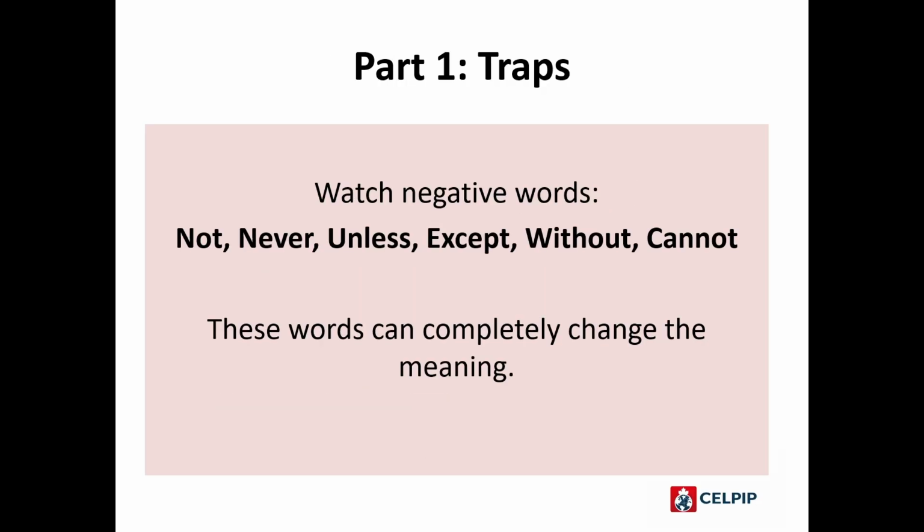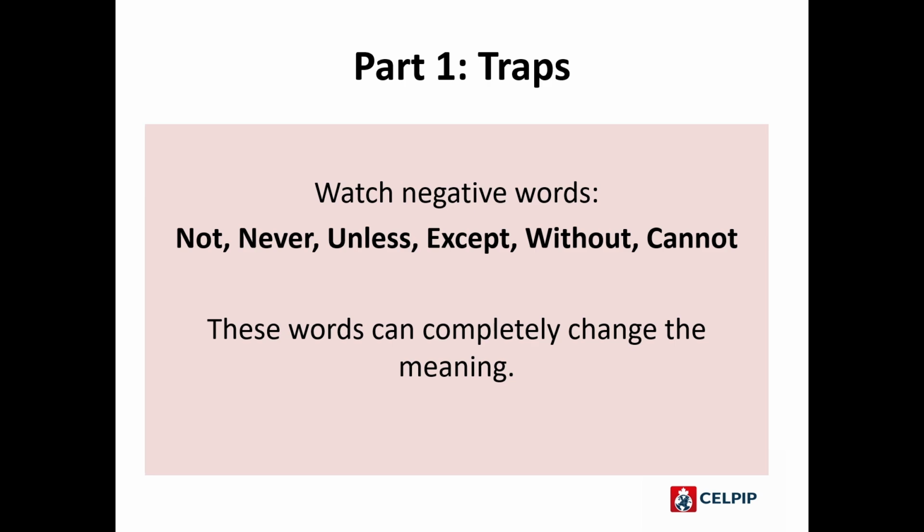Notice that negative words change meaning. So in part 1, be careful with negative words. Words like not, never, unless, except, without, and cannot can completely change the meaning of a sentence. For example, you can attend the event and you cannot attend the event are totally different. CELPIP often uses these words to create traps. So when you see a negative word, slow down for a second and make sure you understand the full sentence.